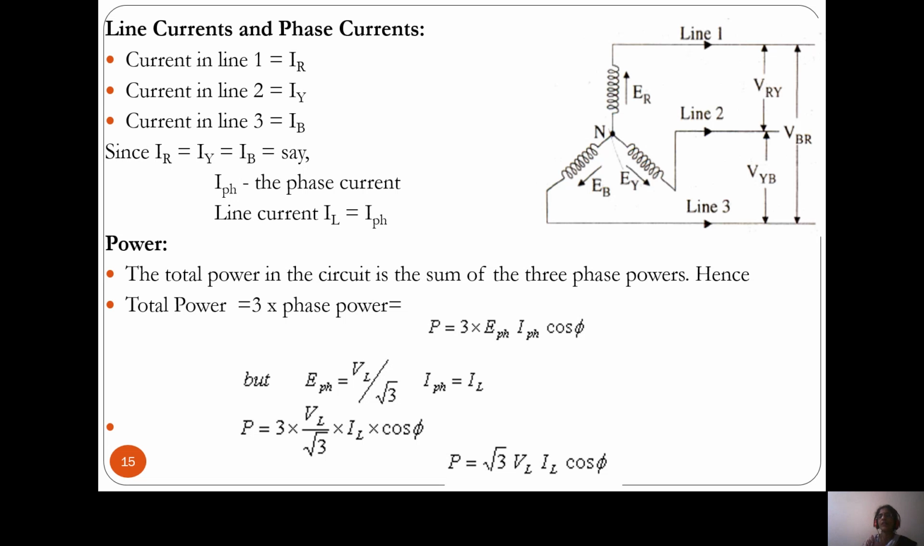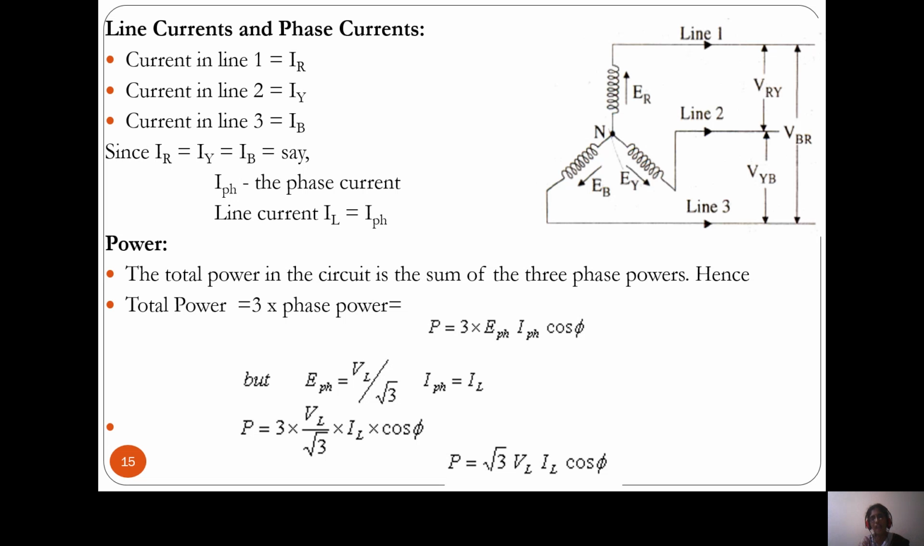In the single phase system, active power is V phase into I phase into cos phi, that is V into I into cos phi. Reactive power is V into I into sin phi. Apparent power is V into I. But here there is a three-phase system, so we observe 3 into phase voltage. So, power is equal to 3 into E phase into I phase into cos phi.